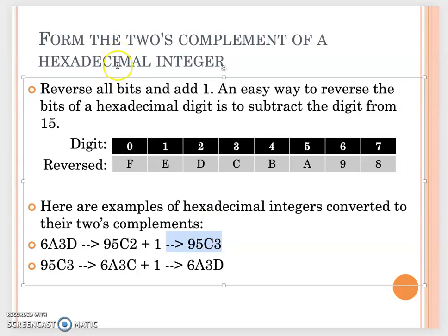You also have the reverse bit you can refer to. So the same thing, please pause the video to see can you find the 2's complement for 95C3. Then you can check if your result is correct.